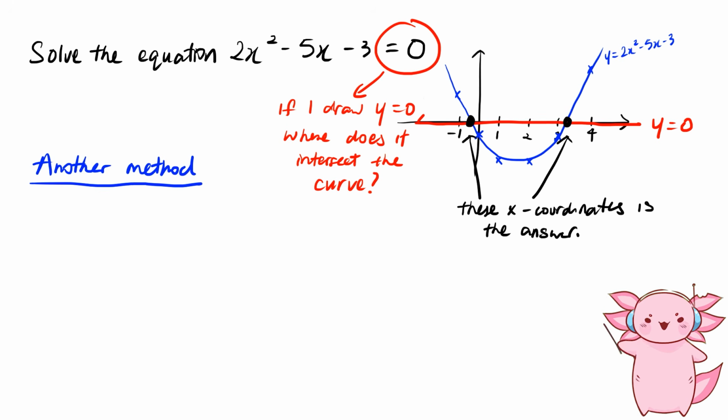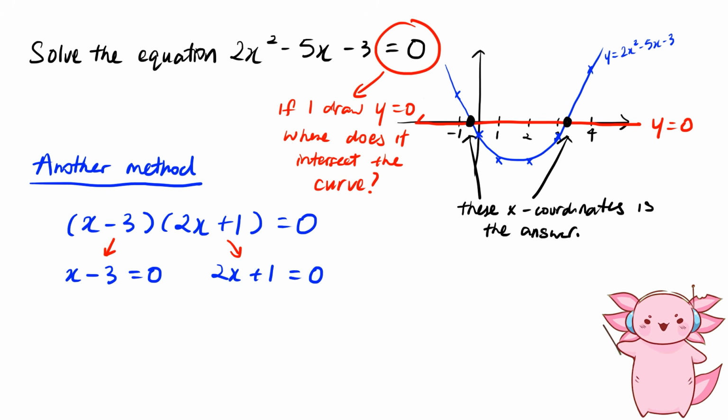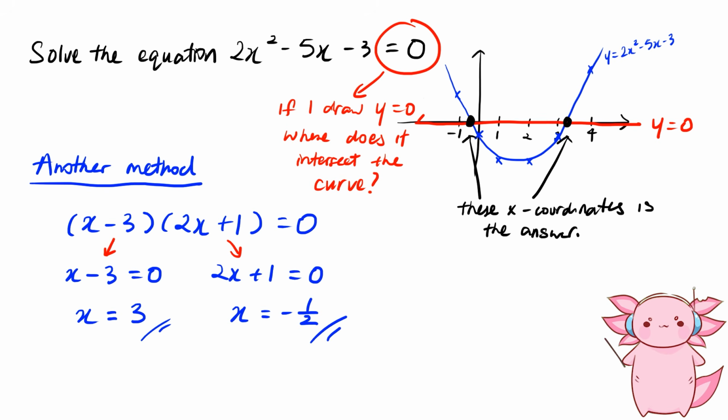To solve this equation, we need to first factorize this quadratic using the method we learned just now, and equate the stuff inside in these two brackets equals to 0. Now we can solve for x and we get the answers of x is equals to 3 and x is equals to negative half. So the x-intercepts on this graph is negative half and 3.